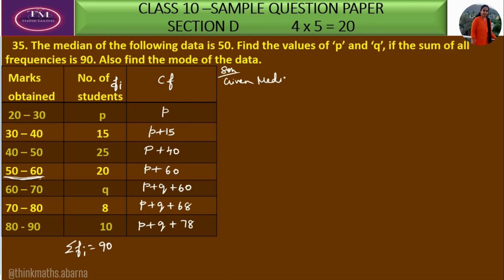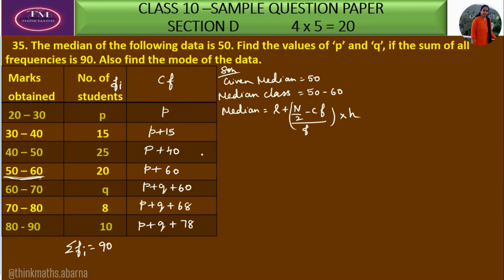Given median equal to 50, so the median class is 50 to 60. What is the formula for median? Median equals L plus (N by 2 minus CF) divided by F, into class interval. So what is L? L is the lower limit of the median class.